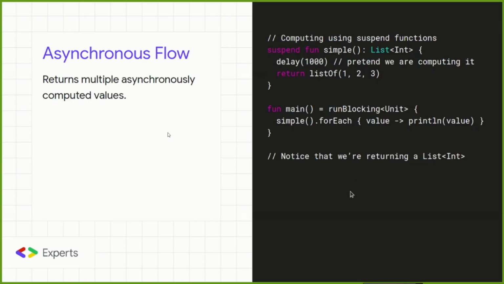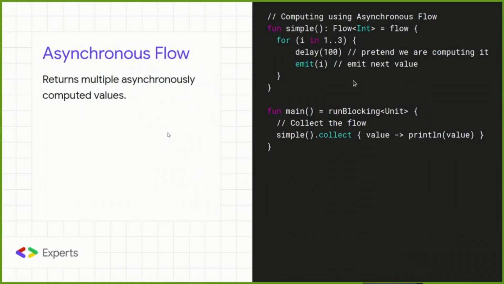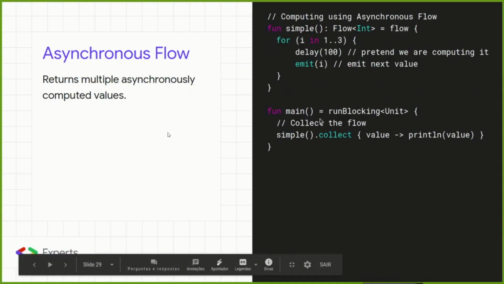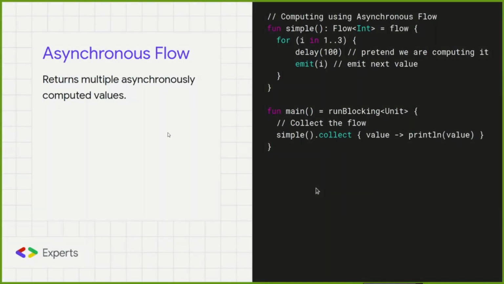So a way to solve this problem, instead of waiting for all the values to be computed, is to use asynchronous flow. It's basically the same code as we've seen before, but now we are using the flow builder, and every time we finish computing an element, we emit it. So on our main thread, we would be collecting each value that is being emitted from the flow. That means every time one value is computed, we would have it ready for us while we wait for the next values. So this is the main advantage of using Flow.